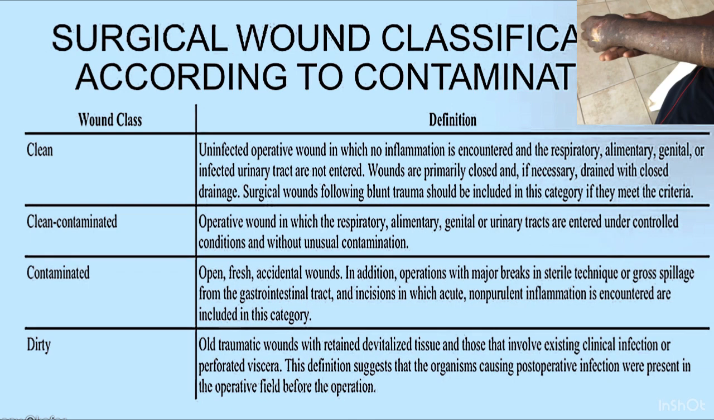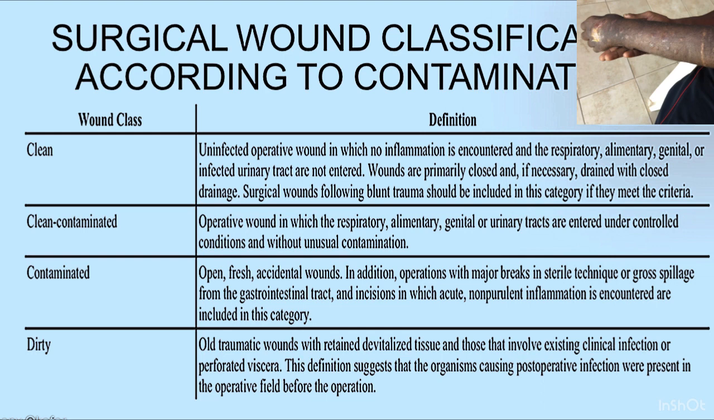So class 2 involves the clean contaminated wound. Here, the operative wound is one in which the cavities are entered, such as the respiratory, gastrointestinal, genital, or urinary tract, under controlled condition and without unusual contamination. An example of this wound is cholecystectomy, in which there's no spillage of any biliary fluid. Then class 3 is contaminated wound. Here they are open, fresh, accidental wounds, and in addition, operations with major breaks in sterile technique. Here, cavities are entered and acute non-purulent inflammation is encountered. An example of this is appendectomy.